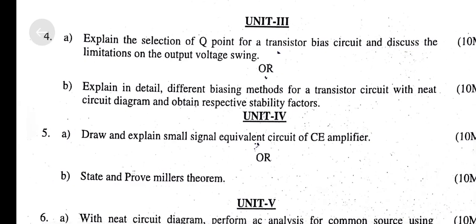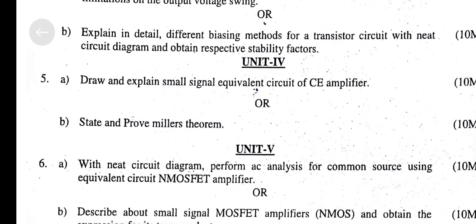Fourth law A, explain the selection of Q point for a transistor bias circuit and discuss the limitations on the output voltage swing. Fourth law B, explain the different biasing methods for a transistor circuit with neat circuit diagram and obtain respective stability factors. Fifth law A, draw and explain small signal equivalent circuit of CE amplifier.